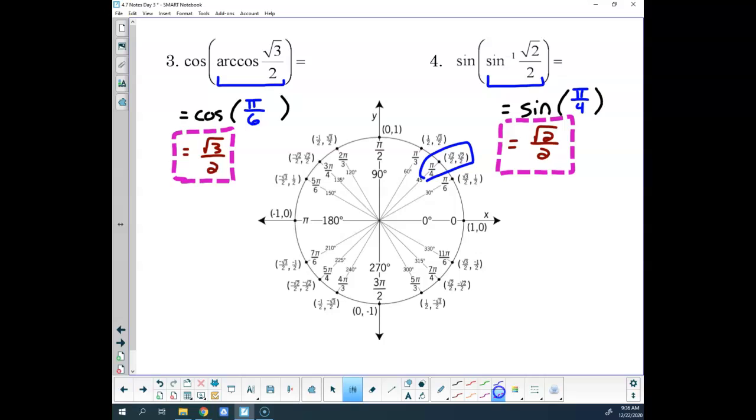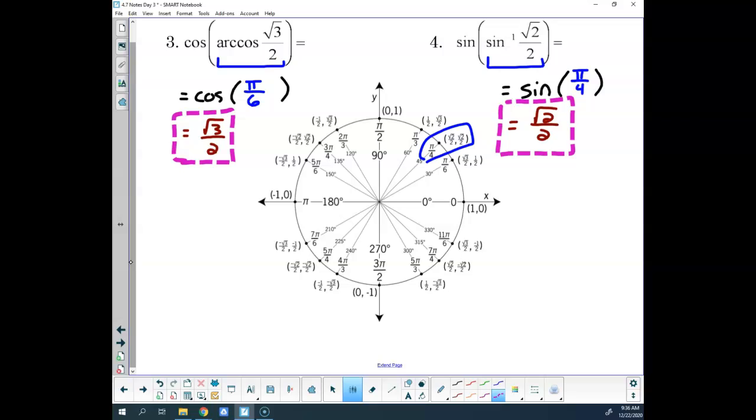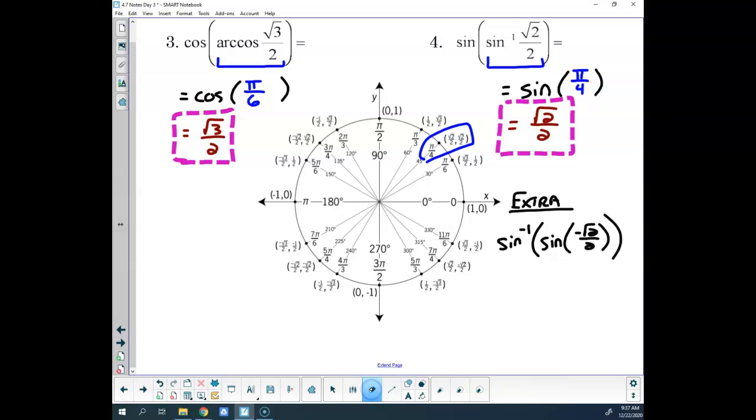Okay. I want to do one more just so that you see it. We'll do the same thing, but let's do an extra one. Let's do the inverse sine of the sine of negative √2/2. Actually, nope, that wouldn't work because I'd have to put an angle in there. Let me put an angle in there.